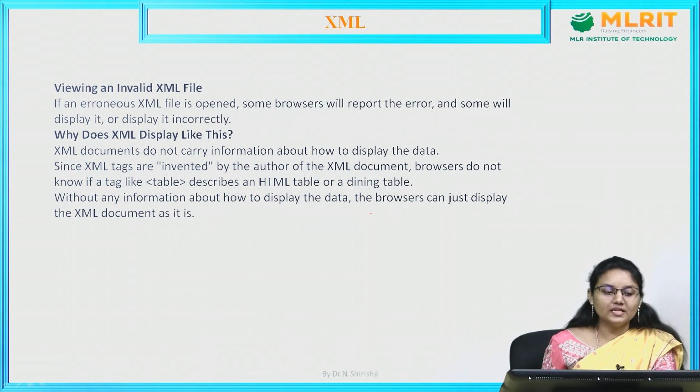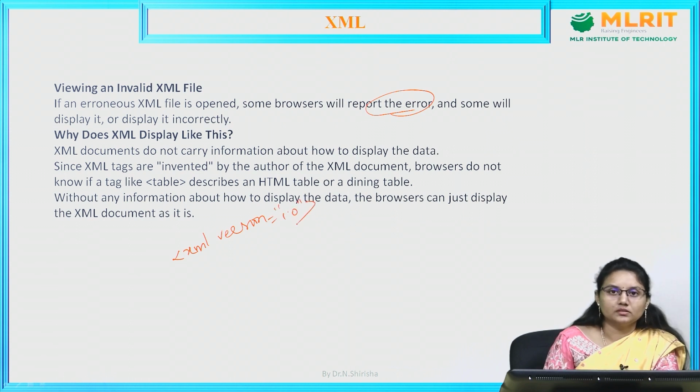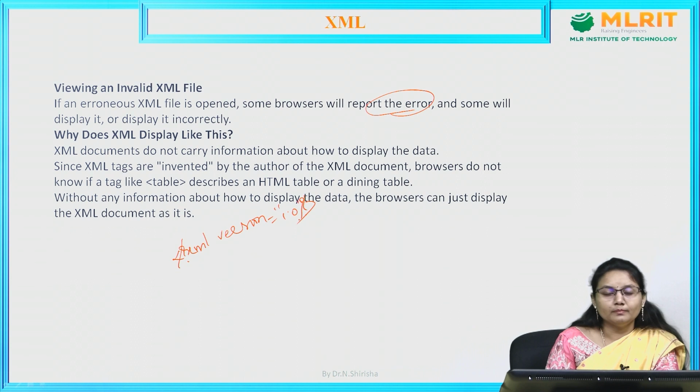Now, viewing an invalid XML file. If an erroneous XML file is opened, some browsers will report the error. Obviously, if you have any error, suppose you are writing the XML version equals 1.0 like this, you have some error in this, right? This is a delimiter that you have to give for every XML program, but here the question mark is missing. If you do not write that, some browsers will give you the XML output with errors.